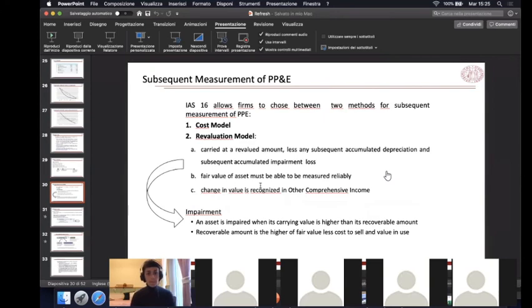So, is it all clear so far? Okay, so now you should be extremely familiar with depreciation.